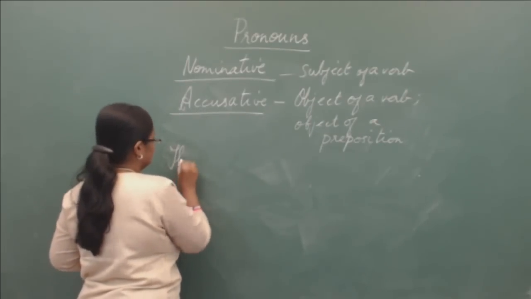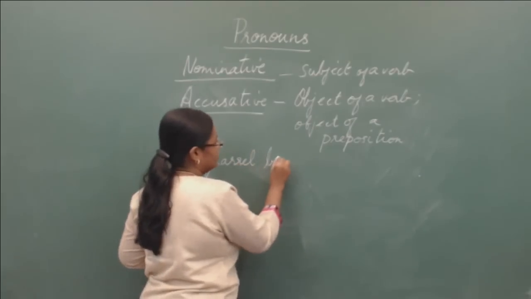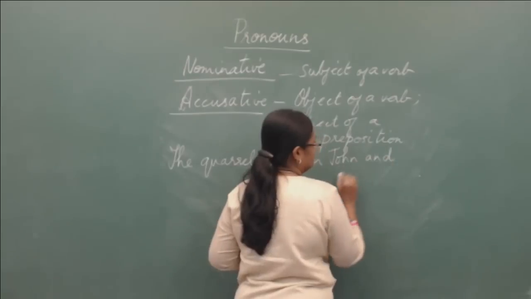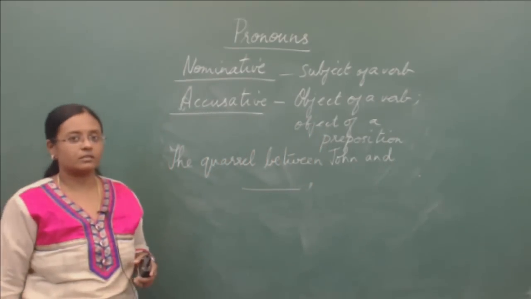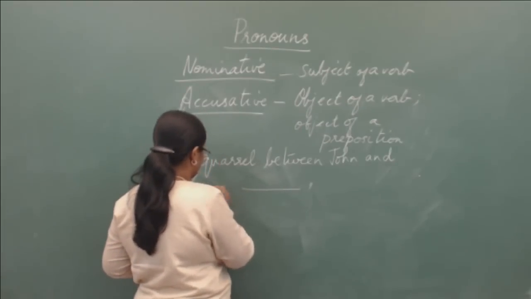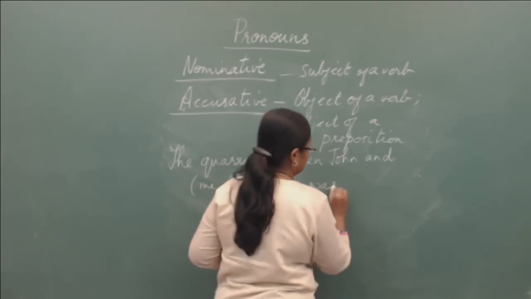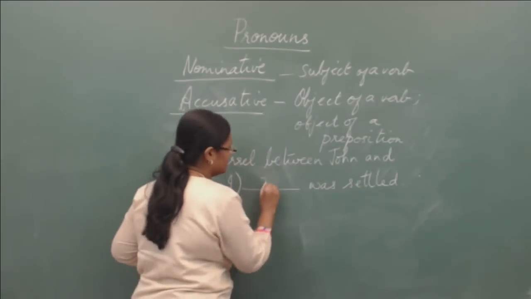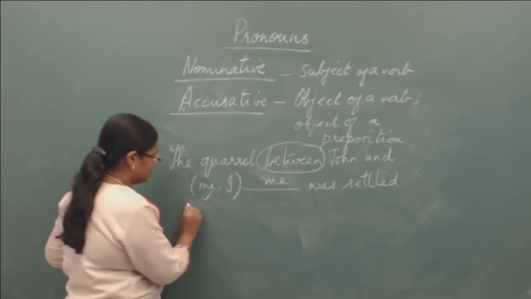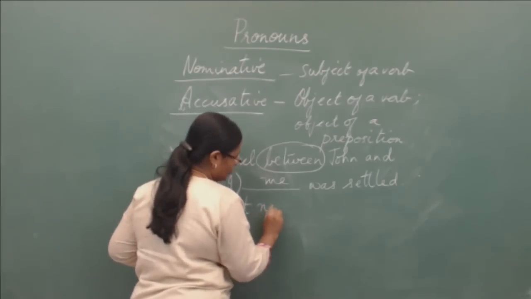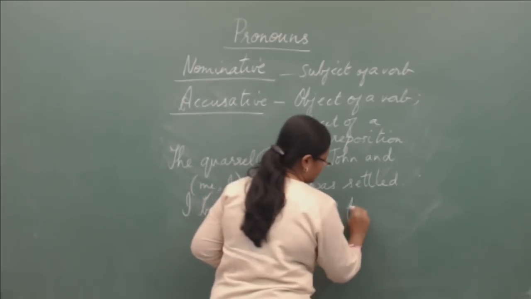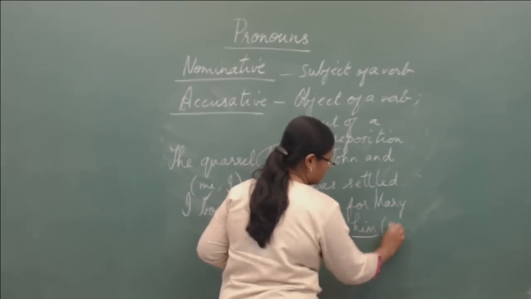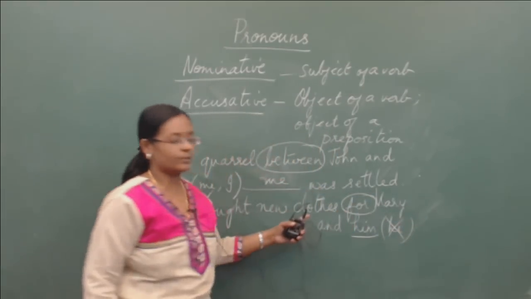Like for example, say the quarrel between John and, now here you may get a doubt what to use. Me or I was settled. The quarrel between John and, it is for sure me because it follows the preposition between. Similarly, I bought new clothes for Mary and him, not he, because it follows the preposition for.